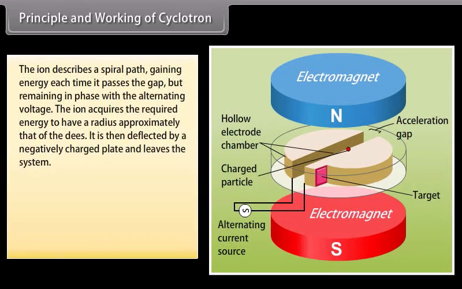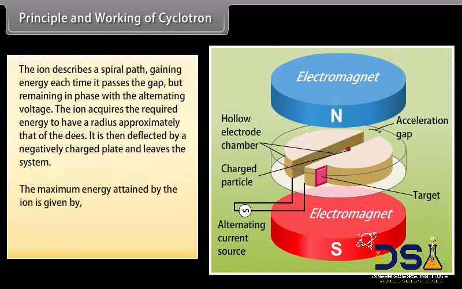The ion describes a spiral path, gaining energy each time it passes the gap, but remaining in phase with the alternating voltage. The ion acquires the required energy to have a radius approximately that of the Ds. It is then deflected by a negatively charged plate and leaves the system. The maximum energy attained by the ion is given by B²R²q²/2m.